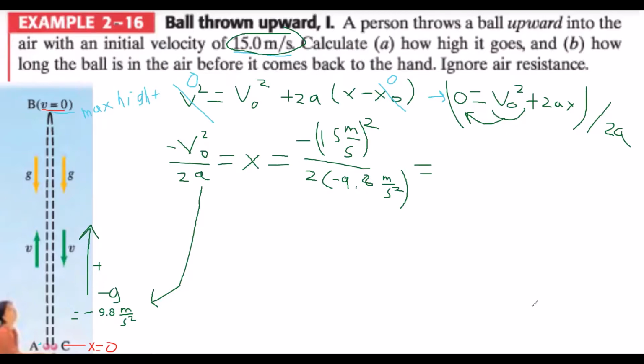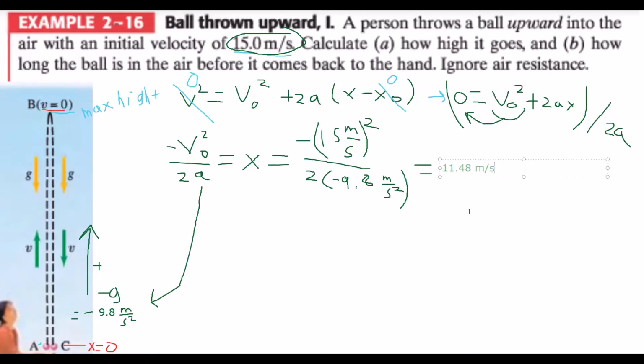Oh, this negative should probably be inside the squared. No, because the velocity value is not negative. It's just that there's a negative in front of it. We're fine. And that's going to be equal to 11.48 seconds.